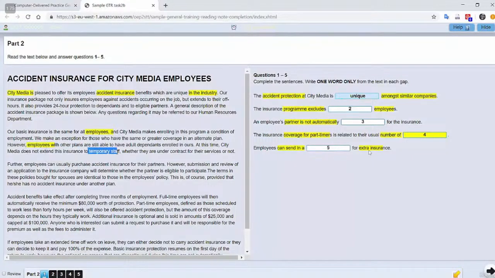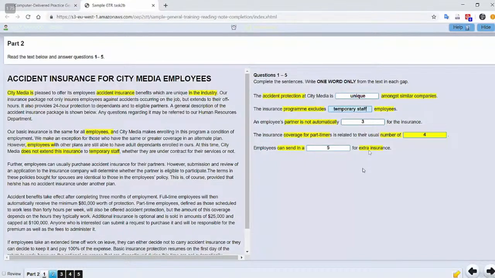and temporary staff, which is also another word for employee. But I have to find language that matches exclude. And there it is right there. At this time, City Media does not extend the insurance to temporary staff. That means it does what? It excludes temporary staff. So temporary staff, Control C, Control V, paste it in there.